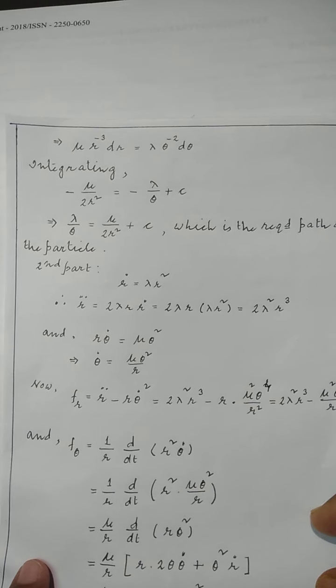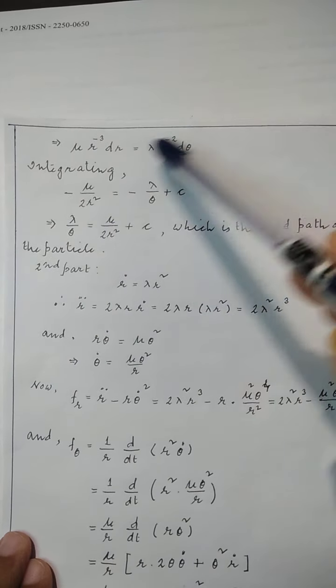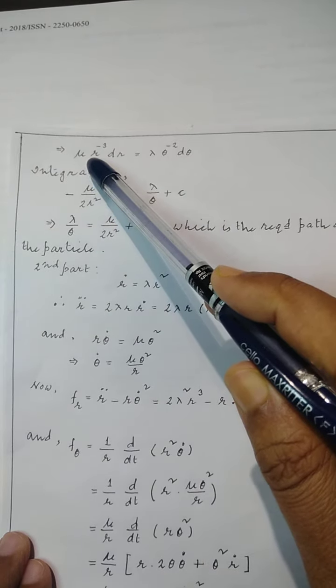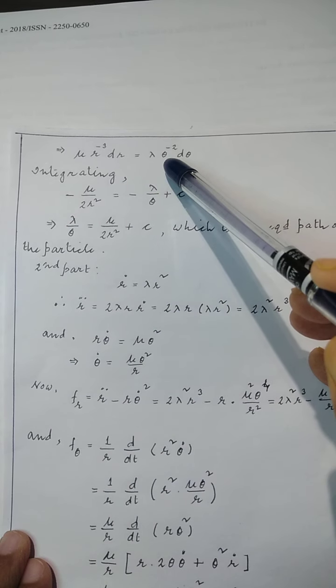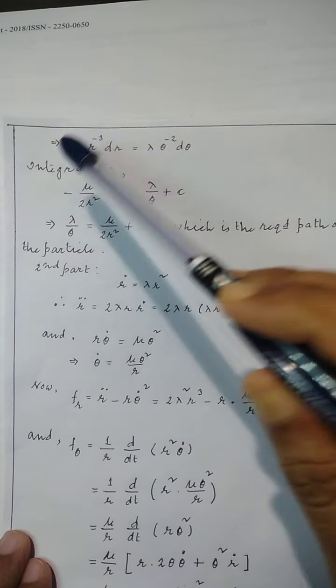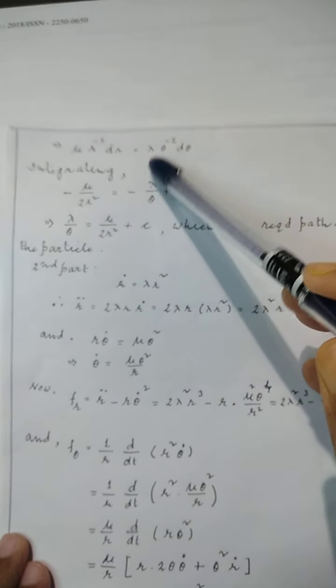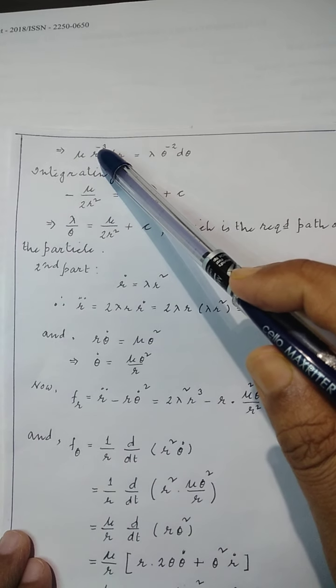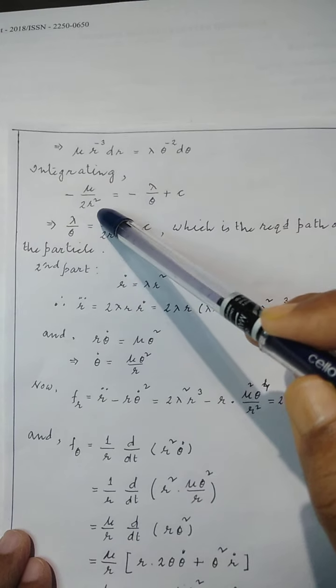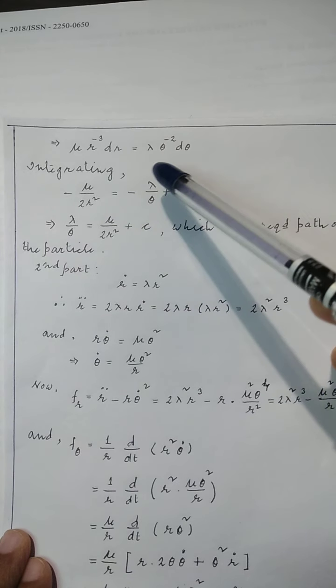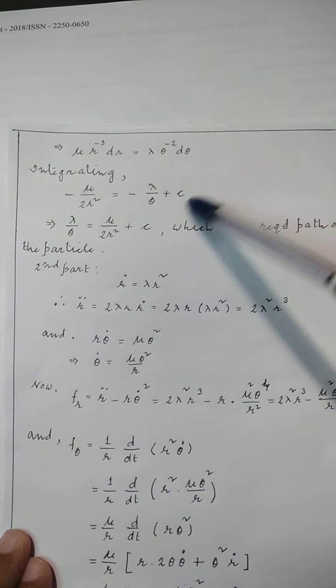So in order to integrate this one, we can write it this way also. It is mu r to the power minus 3 dr is equal to what? Lambda theta to the power minus 2 d theta. So mu and lambda are constants. If you integrate this one, what will you get? It is minus mu by 2 r square is equal to minus lambda by theta plus constant of integration.